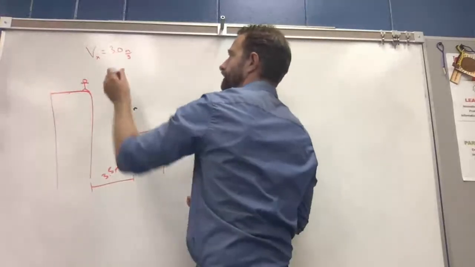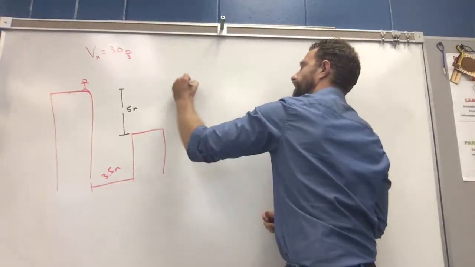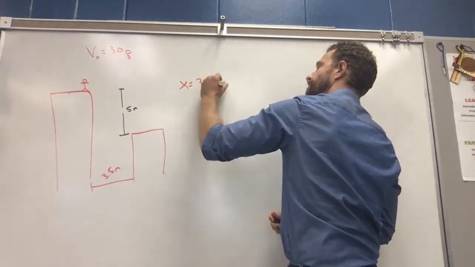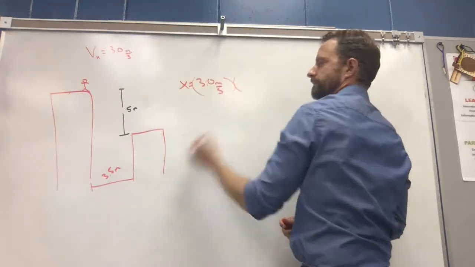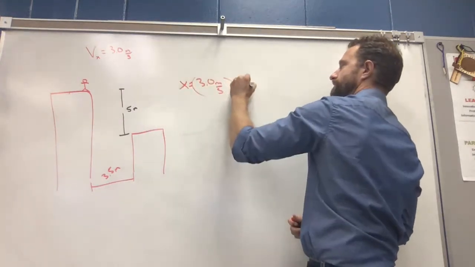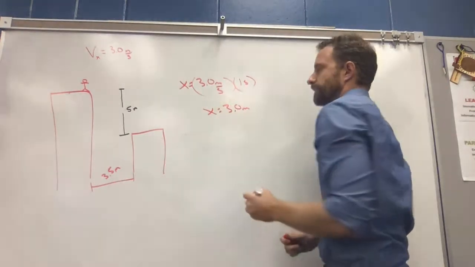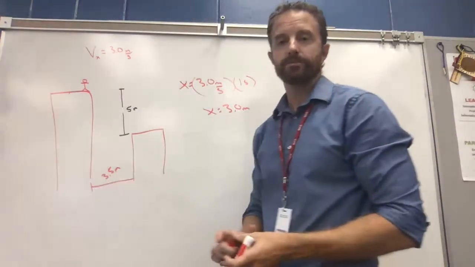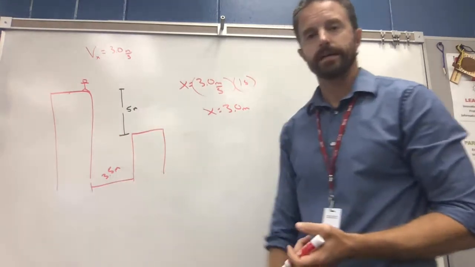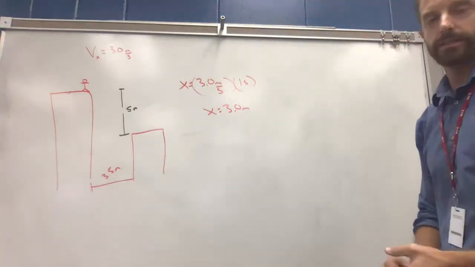We know he's going 3 meters per second. So x equals 3.0 meters per second times 1 second, and so he goes 3 meters. Well, 3 meters is not 3.5 meters, so he's going to hit the side of the building. So he's not going to make it. Well, that's really sad.